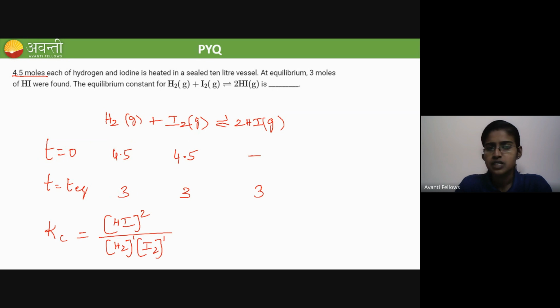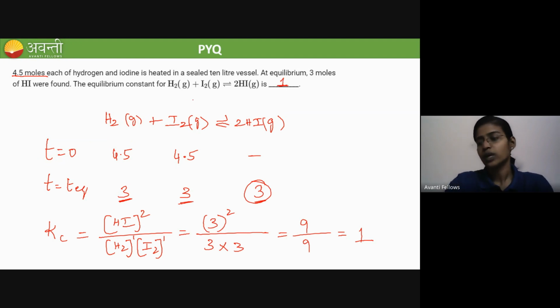Now, substitute the concentration values. So these are the equilibrium concentration values. For hydrogen iodide, it is 3. So I have to put 3 square divided by, for hydrogen it is 3, and for iodine also it is 3. So 3 square is 9. 3 into 3 is again 9. So it is equal to 1. So the equilibrium constant Kc for the given reaction is 1. Okay.